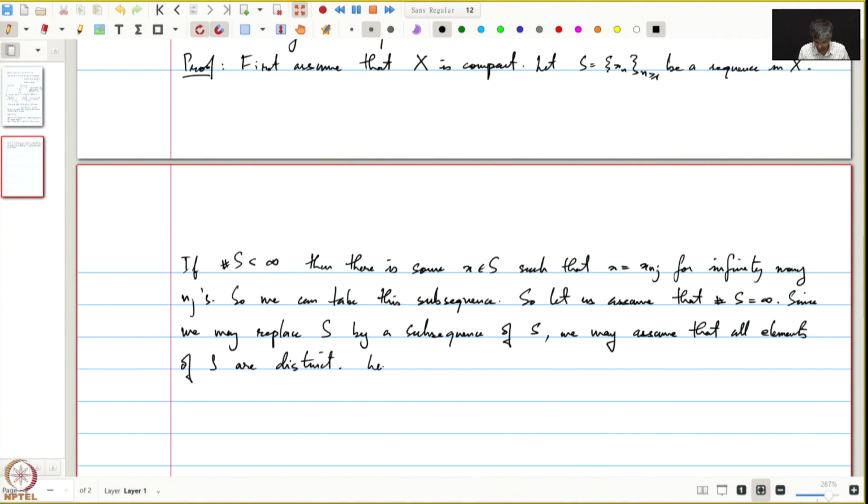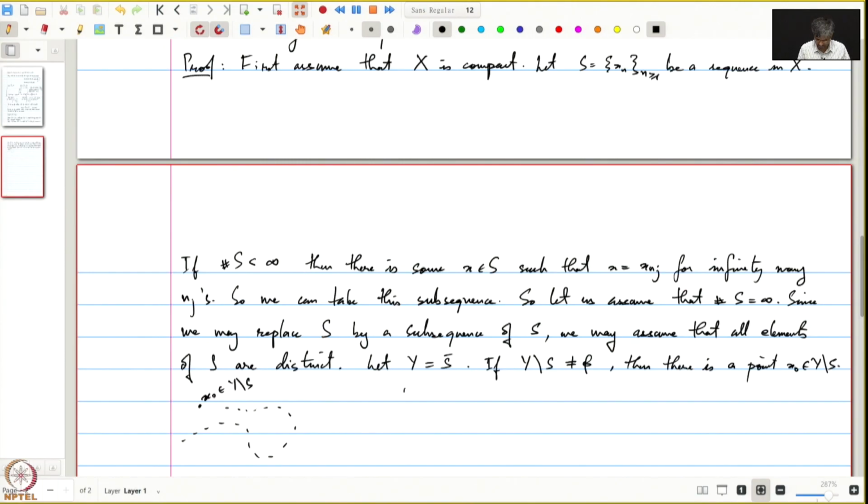So let Y be the closure of S in X. Okay. So if S is a set of points like this, and if Y minus S is non-empty, that means there is some point x naught in Y minus S, right? Then there is a point x naught in Y minus S, right?